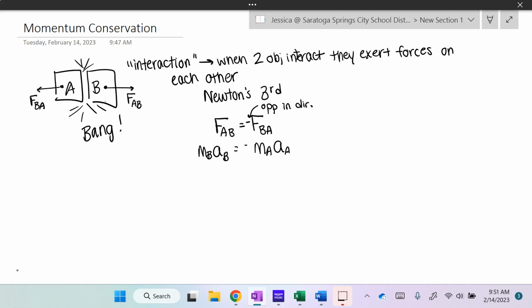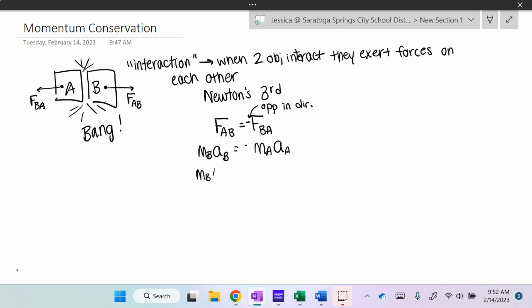Now, these masses may or may not be different, right? But we know that the bigger the mass, the smaller the acceleration, right? Little mass means big acceleration. And that's why in car accidents, it's usually the smaller car that gets damaged. Okay? So let's take this one step further.